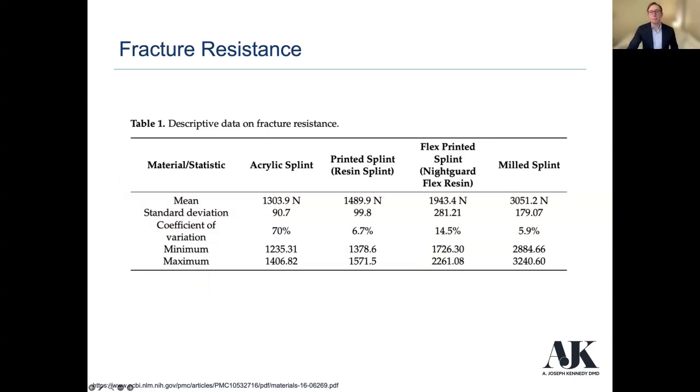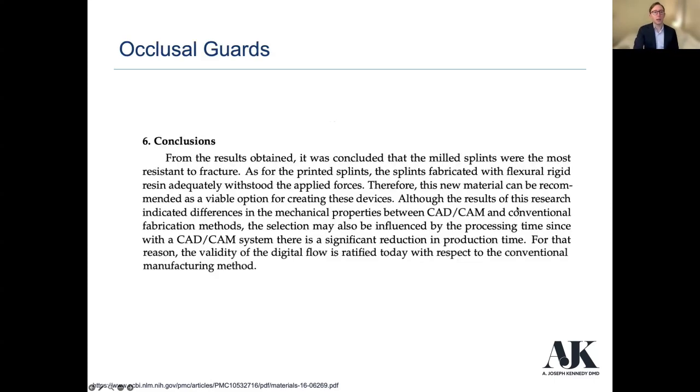So you can see that the milled splint has the highest value here, where the mean is 3,000 newtons, which is pretty strong. When we look at the acrylic splint versus the milled splint, it's much lower. Your Flexprint splint here, the Night Guard Flex resin, is pretty high, and our resin splint is not far off there. So you can see the milled is going to have the best qualities in this type of appliance.